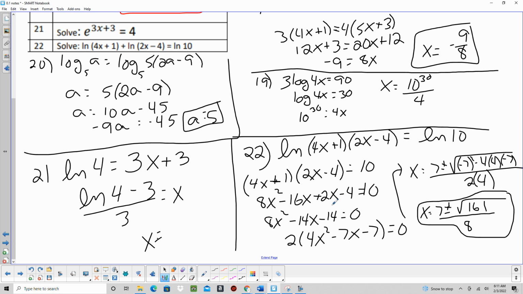22, I'm not going to give you quite something this involved on a test for the study guide. I don't think I had worked it out ahead of time. I combined the factors on the left-hand side because there's a plus sign. That means I can multiply them and got 8x squared minus 16x plus 2x minus 4 equals 10 because I have a natural log equal to a natural log. And then I did factor out a GCF. However, it doesn't really factor, so I used the quadratic formula, which you can always solve any quadratic using the quadratic formula.